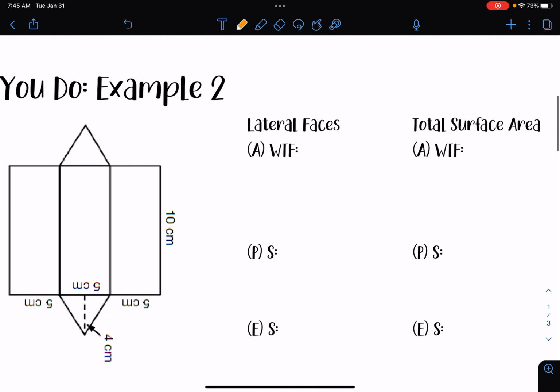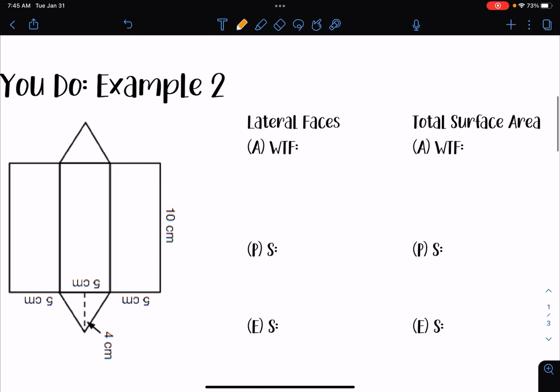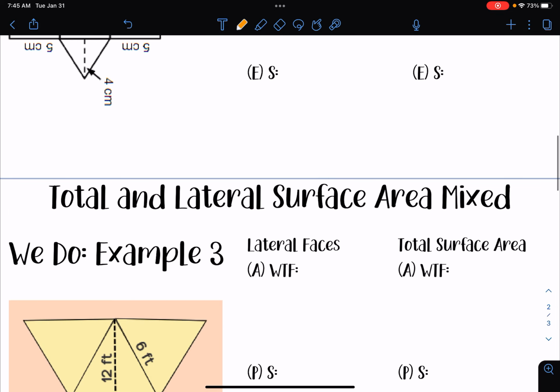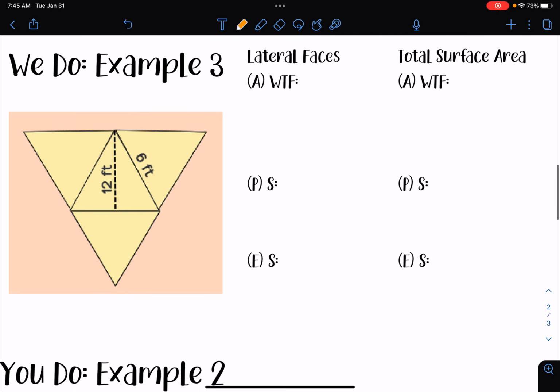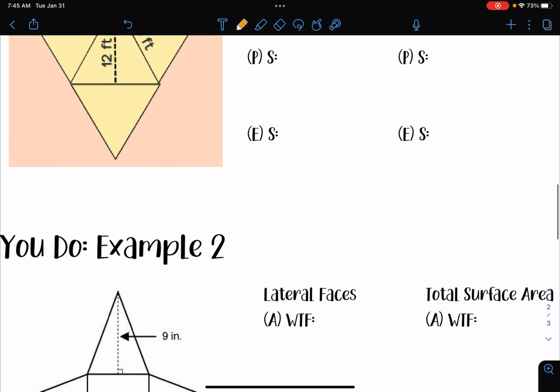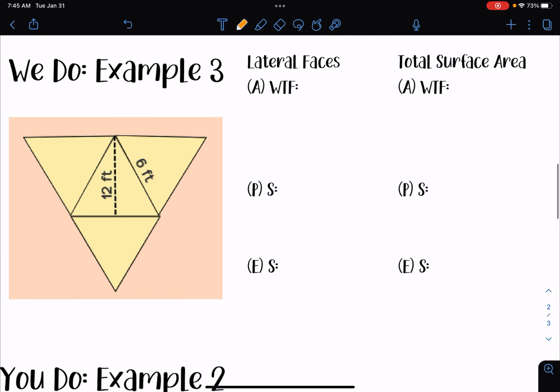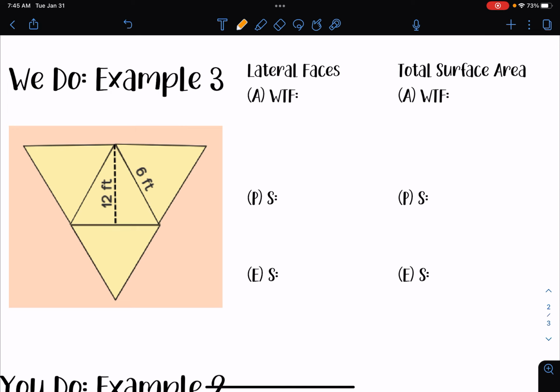Then you do example 2. You're doing that one on your own. Then we do example 3, and we're going to go ahead and solve that one. The first one was a prism. This is a pyramid.